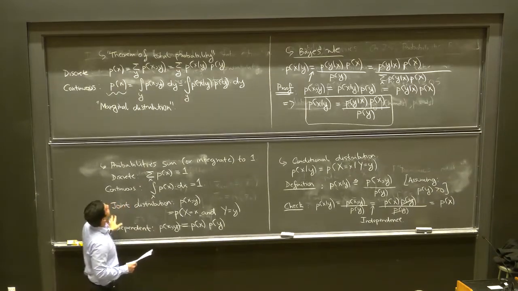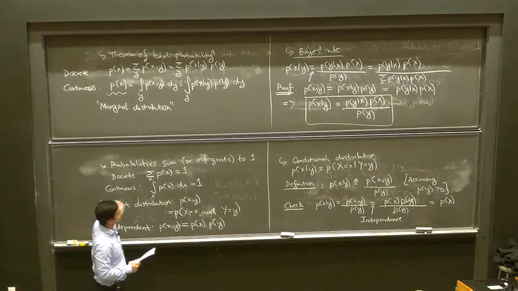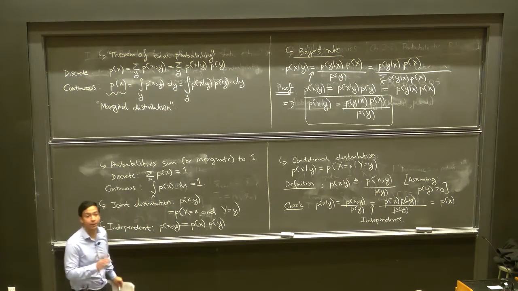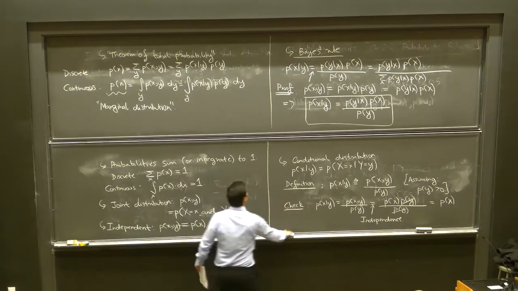All right, and as I mentioned, if you're rusty on some of these probability basics, chapter 2.2 from the Probabilistic Robotics book gives you a bit more background.